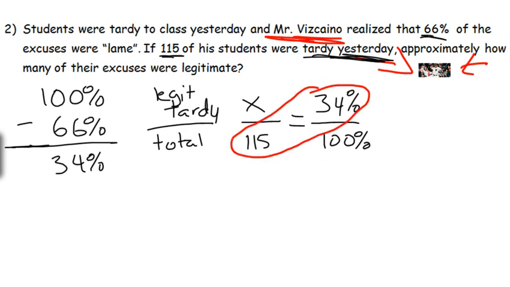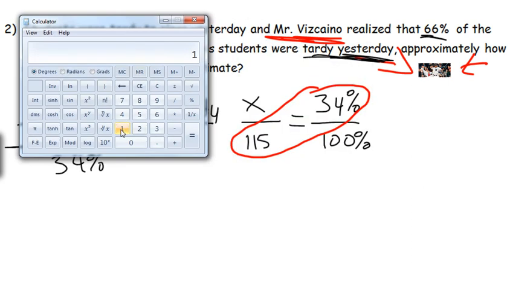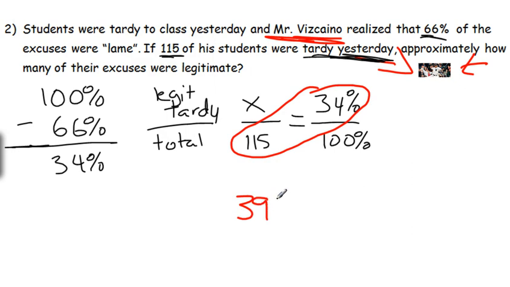and let's use our brain power to really work this one out. 115 times 34 is 3,910. We can divide that by 100. I don't want to actually divide by 100, so I'm going to take my decimal place and move it 2 places to the left.